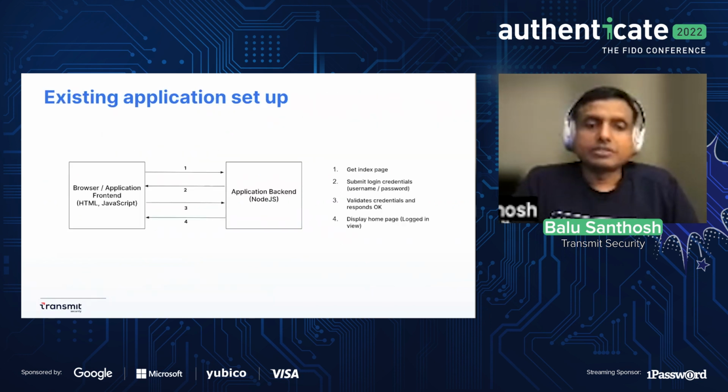This slide shows the existing application setup. The application is intentionally very simple. The front end is built using HTML and JavaScript, and the backend is Node.js. The user navigates to the application, gets a login page, enters credentials, and clicks submit. The backend validates the credentials and presents the home page if the credentials are valid. For demo purposes, the credentials are hard-coded into the backend code.